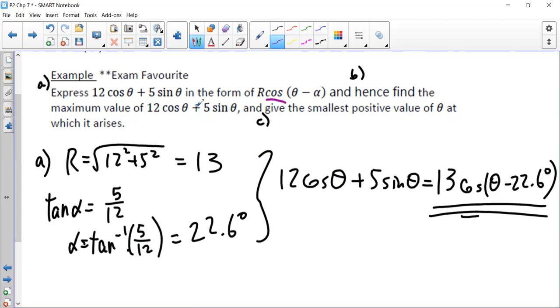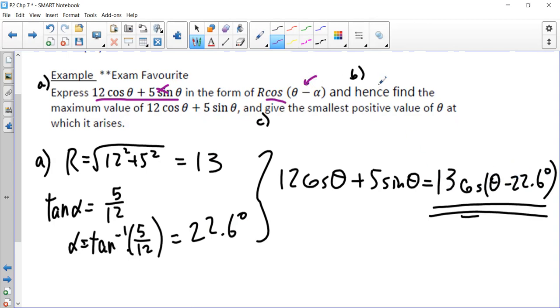Now from last lesson, you will know anything that we see 12 cos theta plus 5 sin theta from now on, we're not going to use this. We're going to use the new version instead. Okay, that's the whole point of last lesson. We're learning how to convert this. Right, by the way, one thing is minus in the bracket, so make sure you read the question carefully. It's a minus in there, so it's a minus in here.